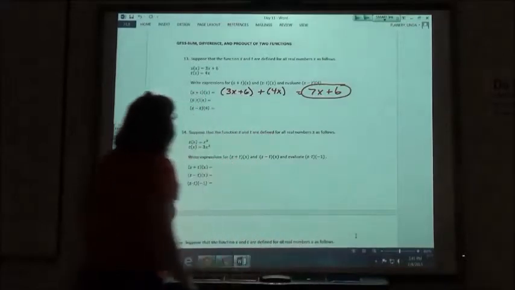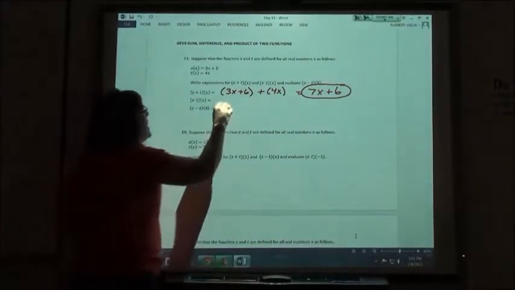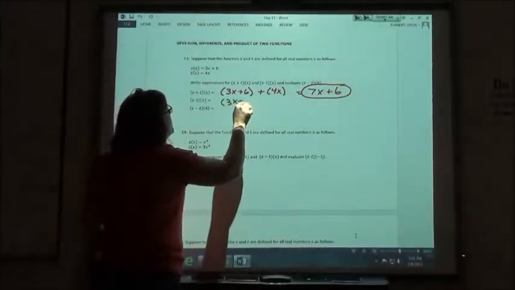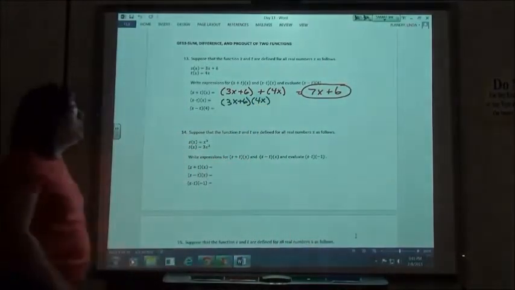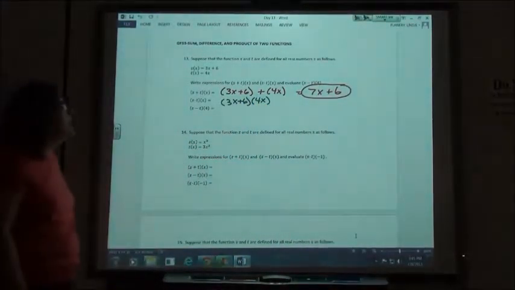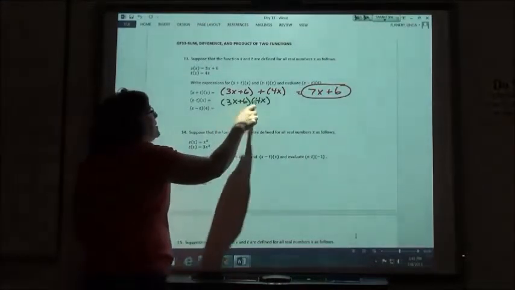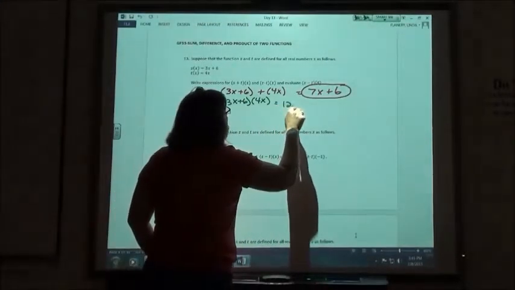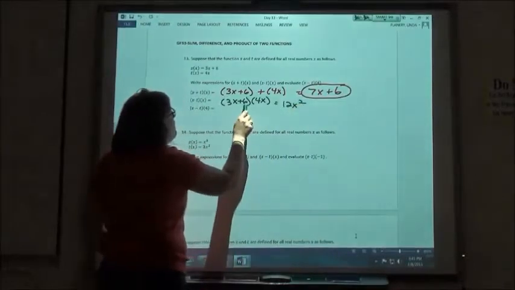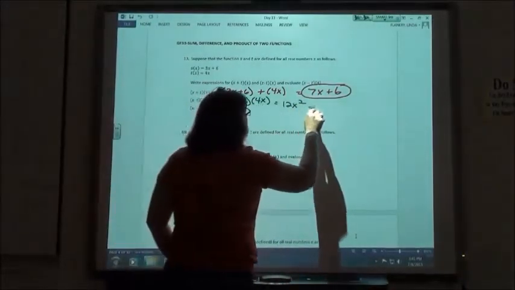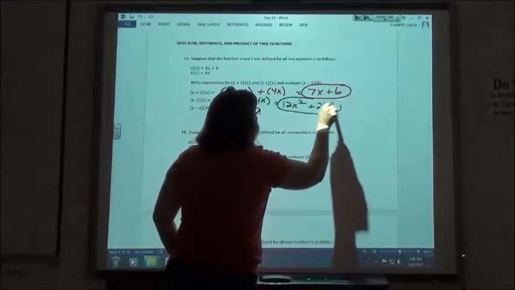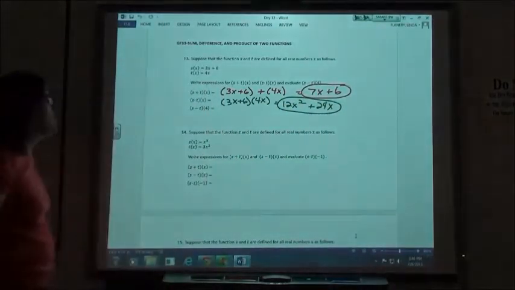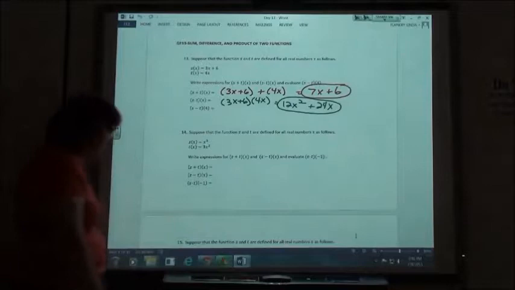Now, on the next one, I'm going to do the s times the t. So I'm going to take the 3x plus 6 times the 4x. And since I'm multiplying, I end up using my distributive property there. 3x times 4x is 12x squared. 6 times 4x is 24x. I don't have any like terms, so 12x squared plus 24x is going to be my answer.